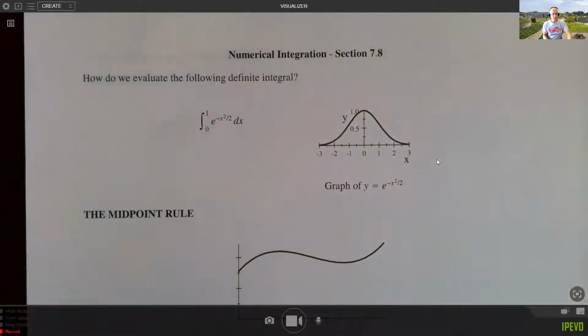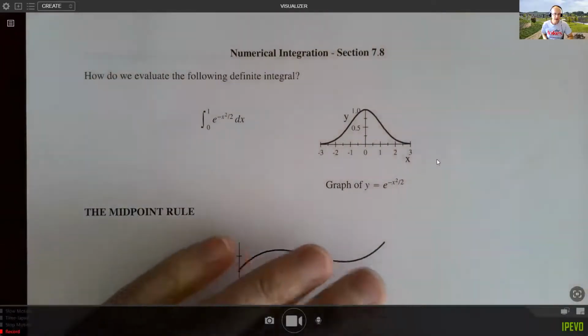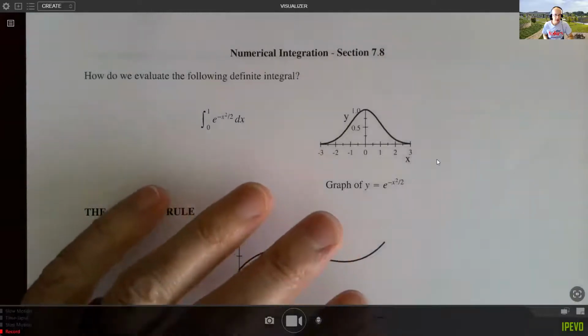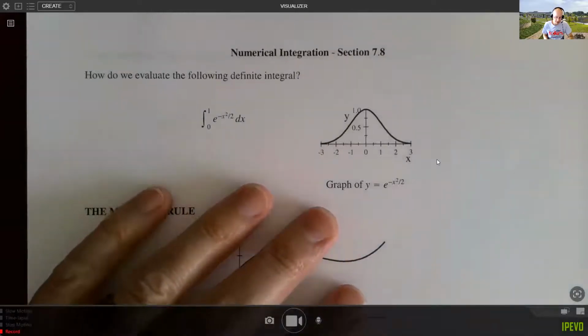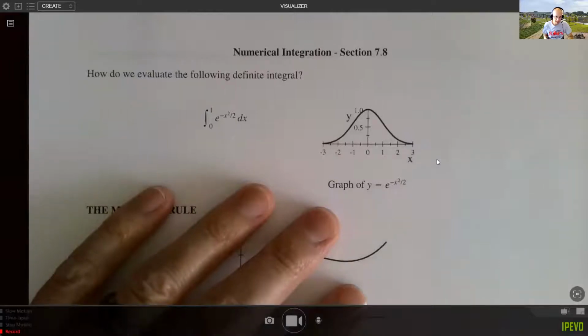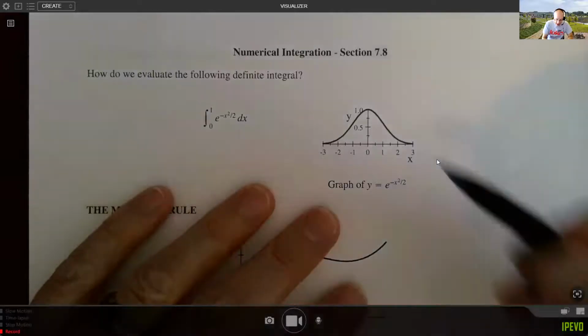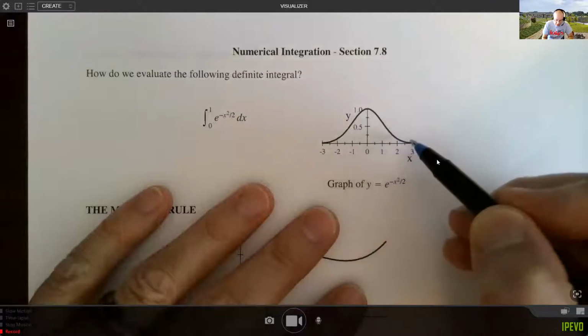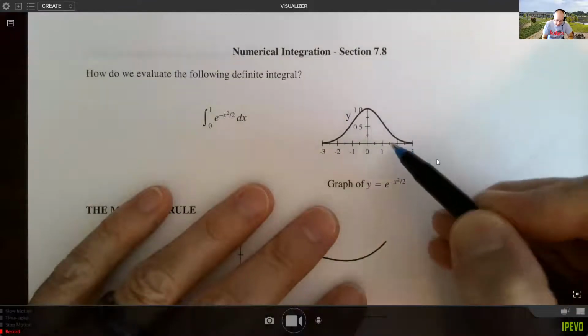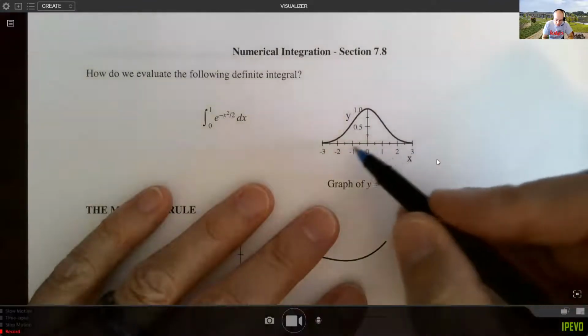Okay, we're going to look today, or introduce the idea, of numerical integration. Actually, it's not something new. It's something we started with when we began to look at the area under an arbitrary curve. If you recall, we started by estimating the area with rectangles, right?